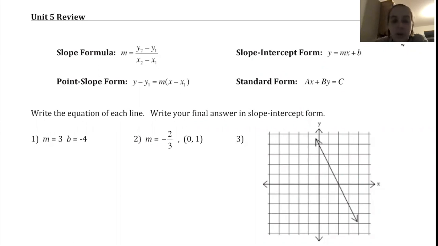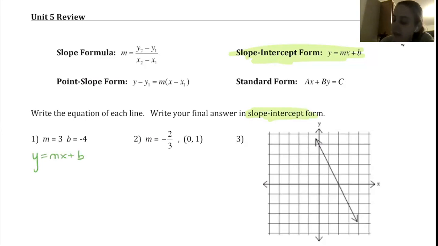So for numbers 1, 2, and 3, we need to write the equation of each line and write our final answer in slope-intercept form. Just as a note, slope-intercept form is this one right up here, y equals mx plus b. That's the one that we know the most. So slope-intercept form is going to be y equals mx plus b.